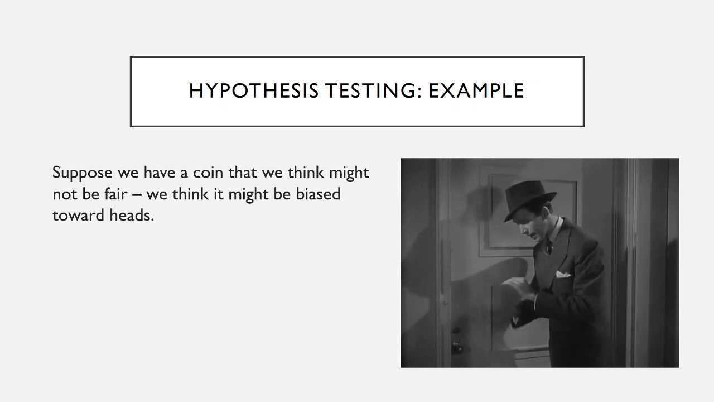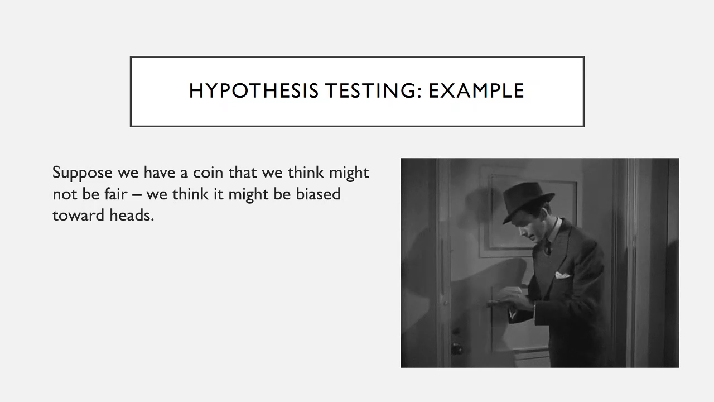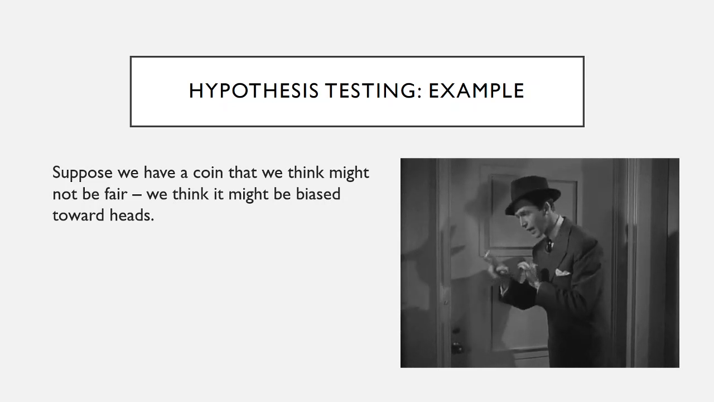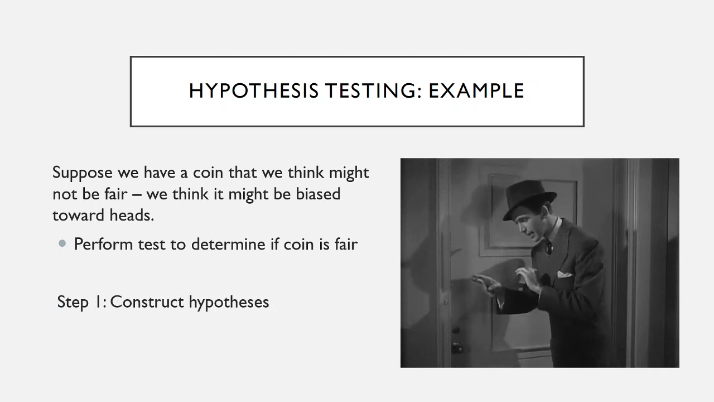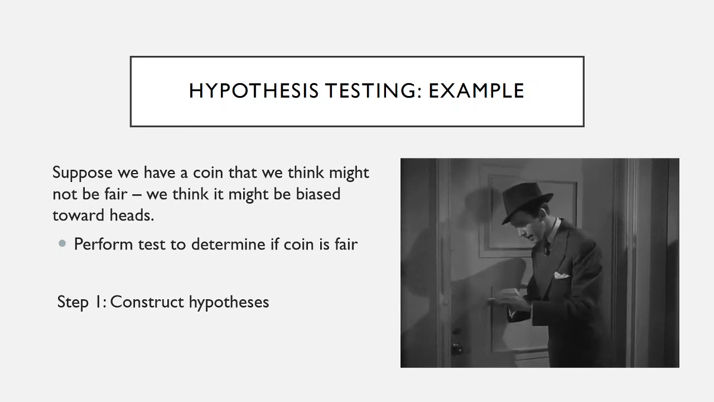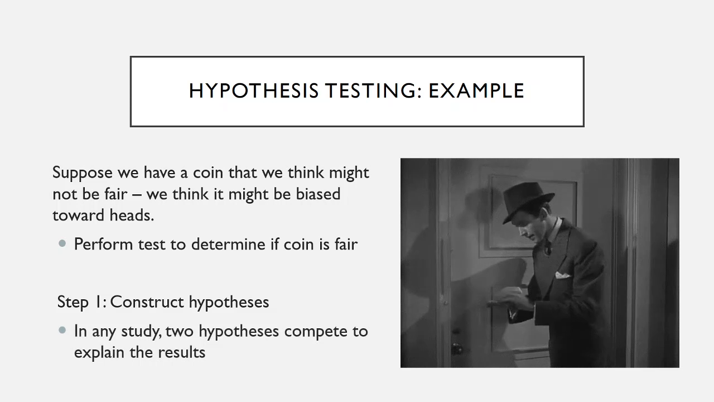Let's say we have a coin that we think might be biased. We think this coin might not be fair, based maybe on previous observations of coin flips. We start to suspect that the coin is biased towards heads. We don't just want to take our gut reaction, we actually want to subject this to some rigorous testing. So what we would do in this case is perform a series of tests to determine if the coin is fair. We're going to be able to use this basic example to walk through all 5 steps of the hypothesis testing approach. So number 1, construct your hypotheses.